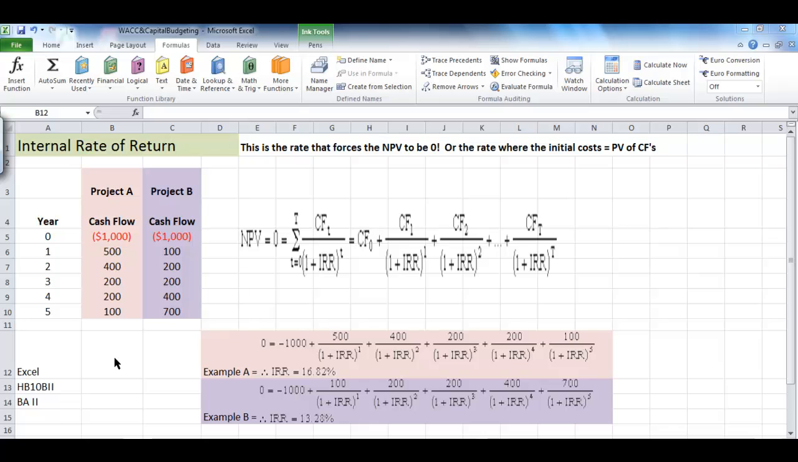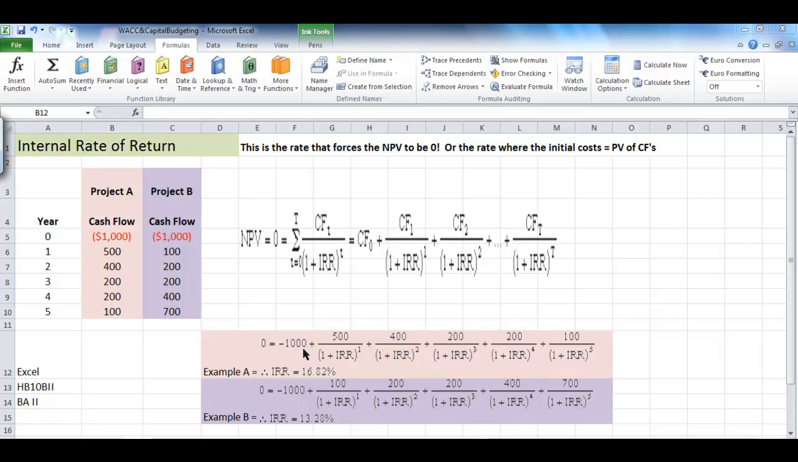Now, if we look, we have two projects on your screen, Project A and Project B. I'm asking the question, at what rate will NPV be zero, or these cash flows will equal exactly $1,000? At what rate would that be? I'm not going to do this longhand because longhand requires trial and error. If you take a look at this, I have to do it many different times. However, Excel and calculators will figure this out pretty quickly.